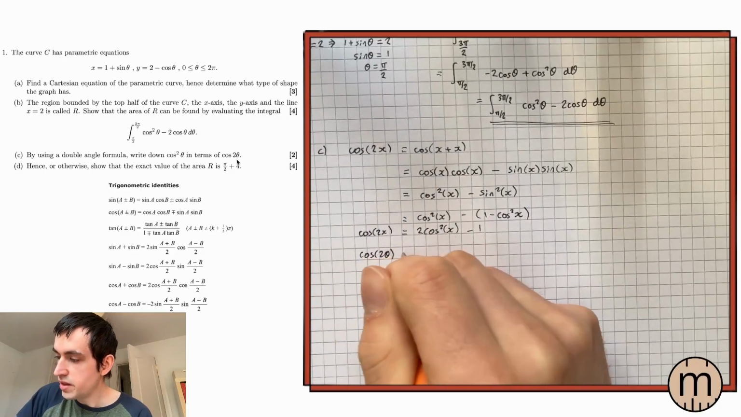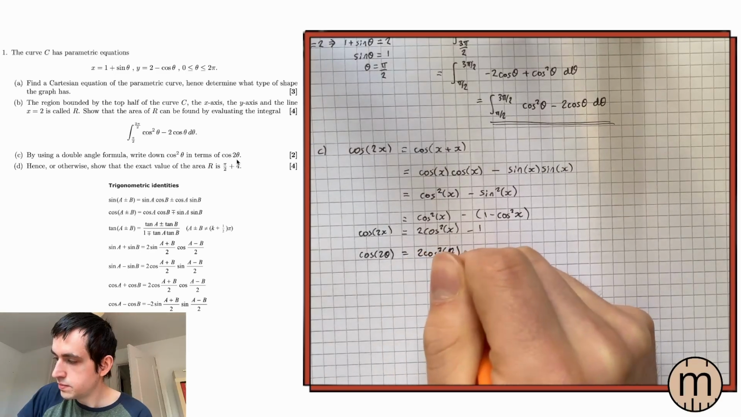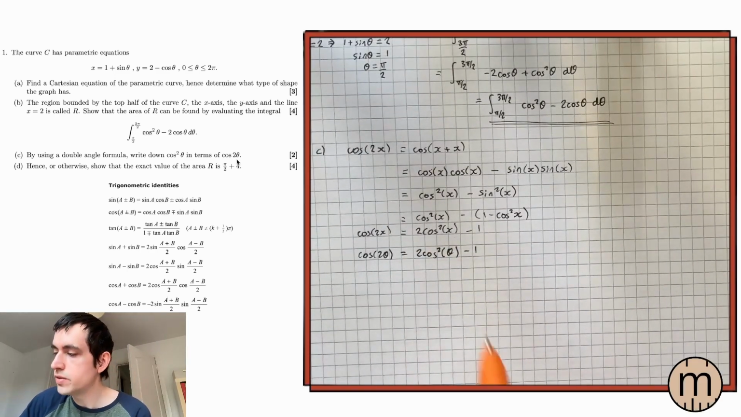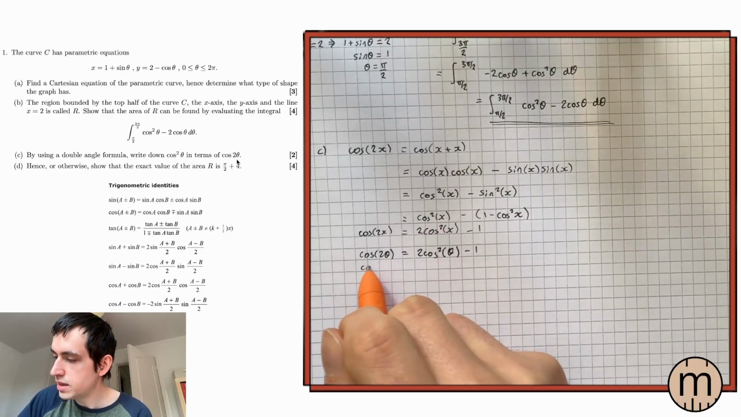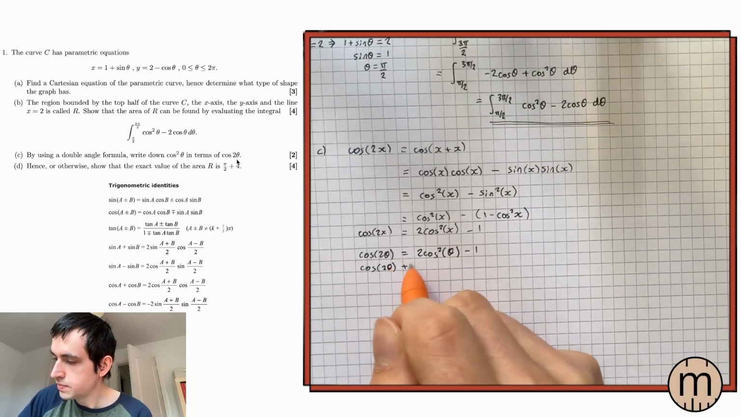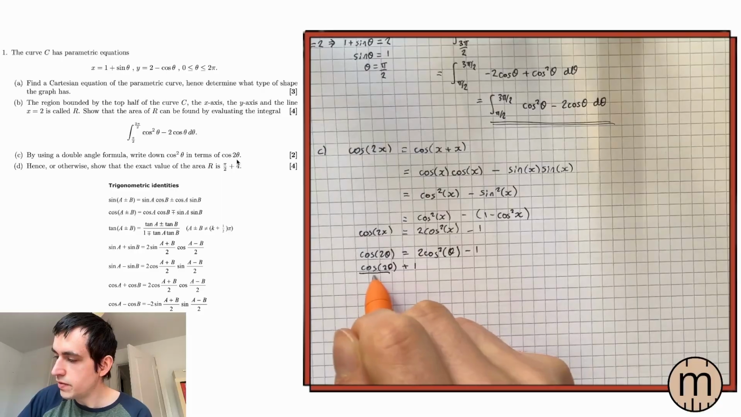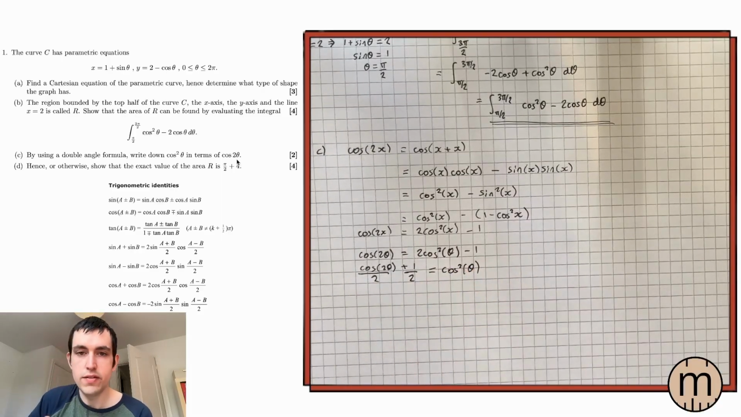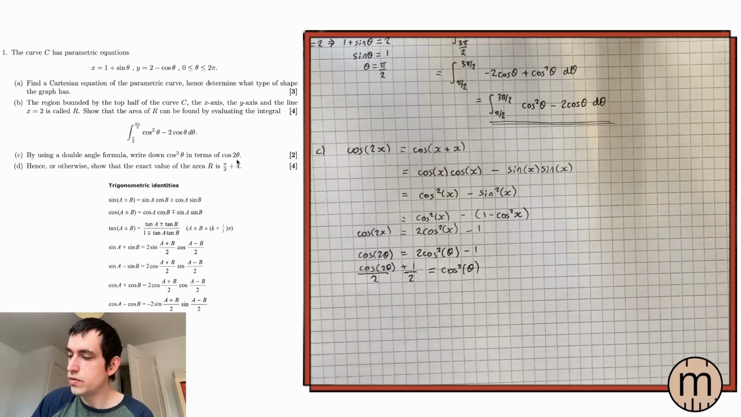Still true if we put theta in here. But that's not what the question wants. The question wants cos squared in terms of something else. So we need to add 1 to both sides. And then we need to divide both of these by 2. And voila, we have cos squared theta in terms of cos 2 theta.